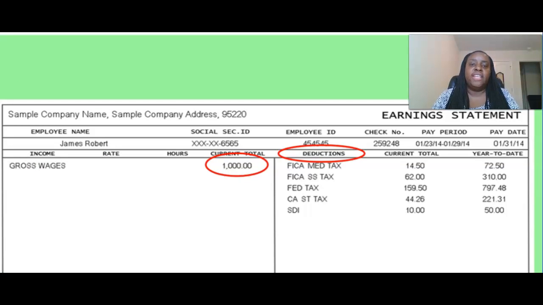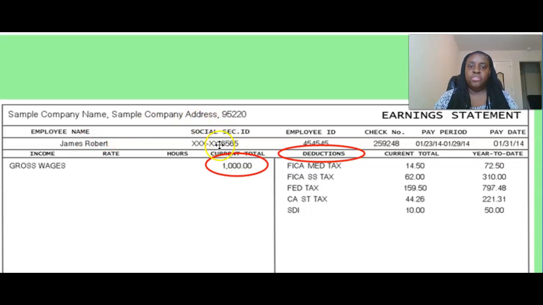This is an earnings statement. An earnings statement can also be called a check stub, and it has detailed information about who this check goes to, who this money is paid to, how much they're being paid, and what is taken out of their account. It has personal information as far as Social Security, employee ID, the check number, and the time period that you have worked. According to this, it has James Robert.